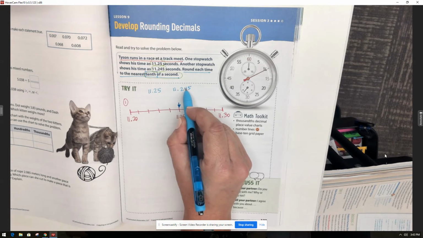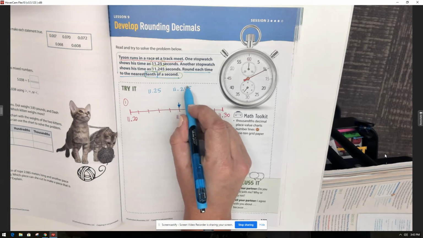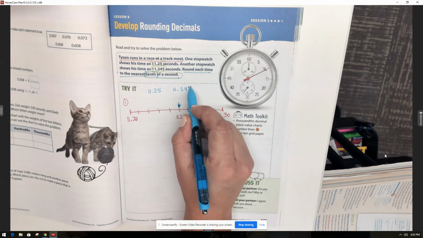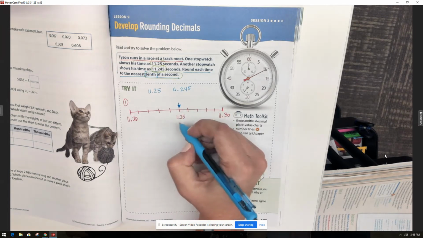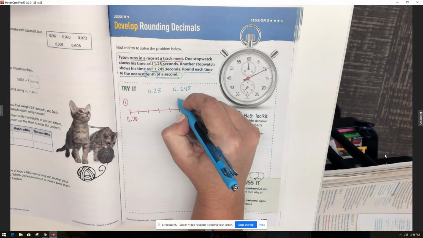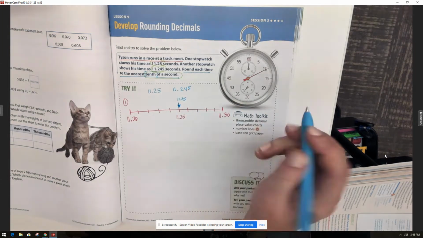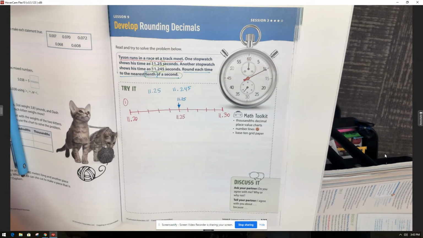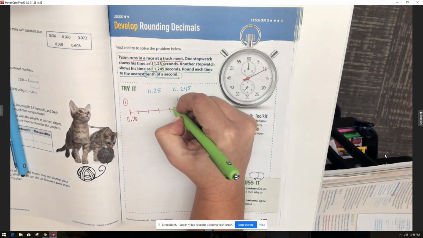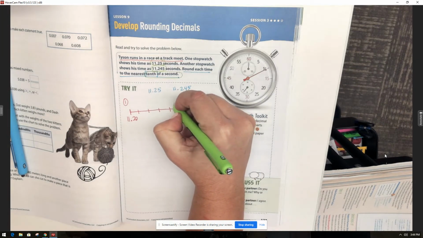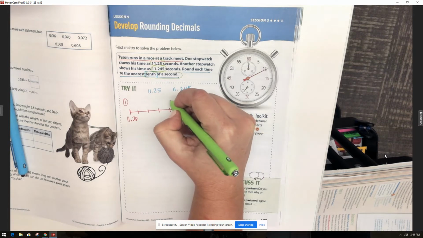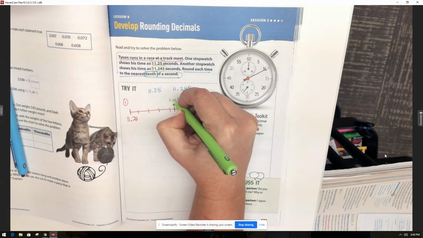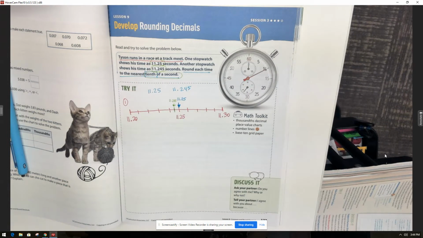We need to find the 24 hundredths, and then it's going to be halfway between the 24 hundredths and the 25 hundredths because this 5 is here. So this one here is 11 and 25 hundredths. And then right here is 11 and 245 thousandths.